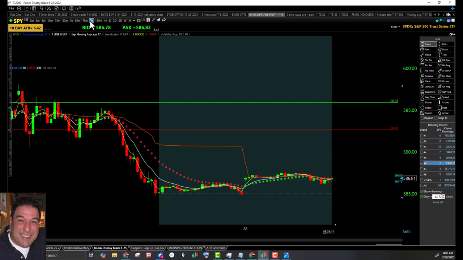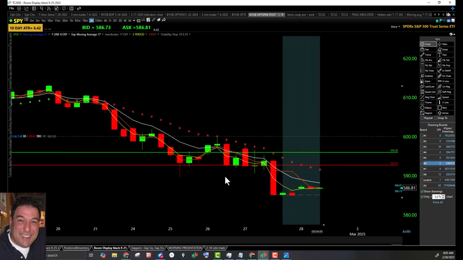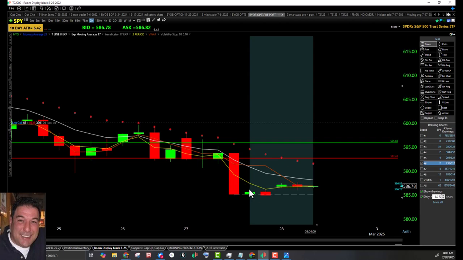All right, for the 2-hour chart. Again, we've got candles, price action and the 3 EMA underneath the 8 EMA. All 3 of those underneath a falling 17 EMA. So we got a 2-hour downtrend.